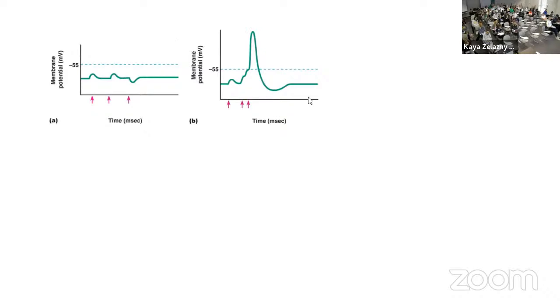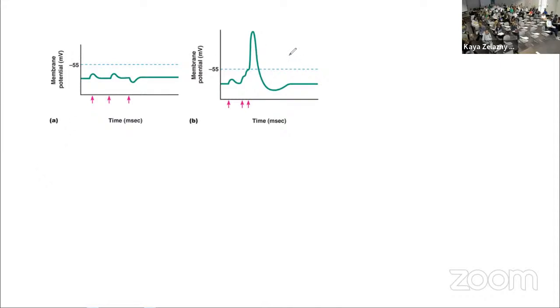If we're looking at these pictures, one of these pictures is showing us just some graded potentials. One of these pictures is showing us a couple of graded potentials and then an action potential. Take a second to predict which is which. Let me show you what we're looking at.